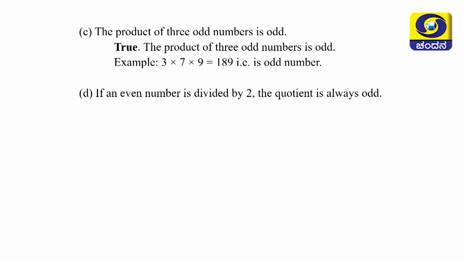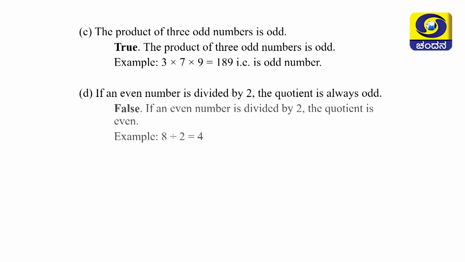D question, if an even number is divided by 2, the quotient is always odd. Guess, children. What answer did you get? It is false. If an even number is divided by 2, the quotient can be even. Example, 8 divided by 2, the quotient is 4.